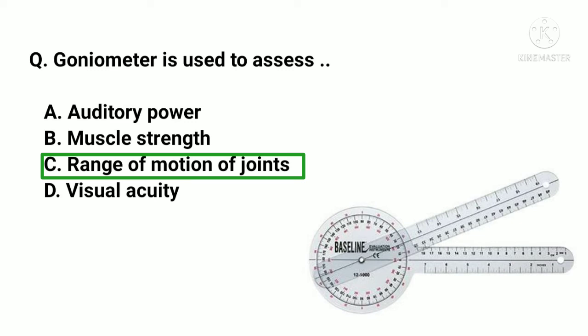A goniometer is an instrument that measures the available range of motion at the joints.